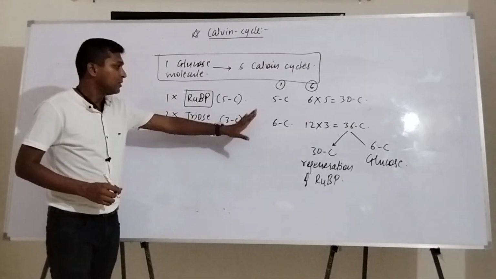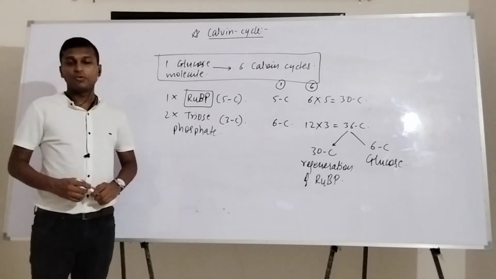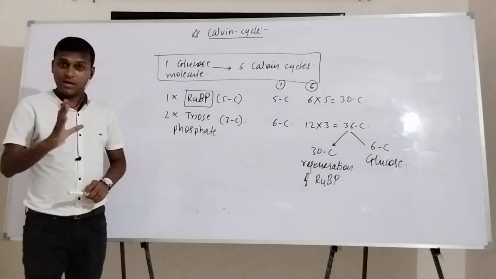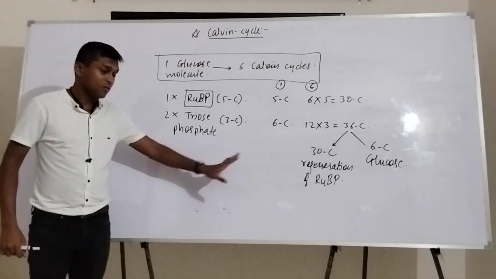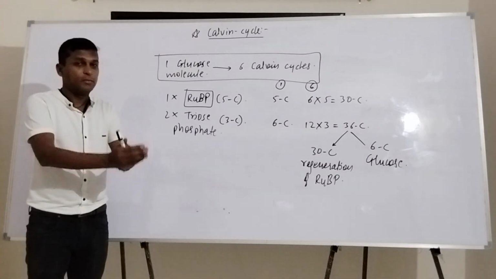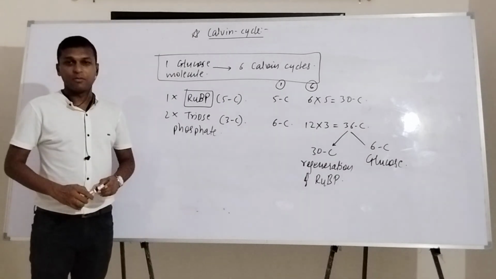Understanding this? This is the most crucial part so far as the Calvin cycle is concerned. Okay? 6 carbon will be used for the production of glucose. Remaining 30 carbon will be used for the regeneration of RUBP.